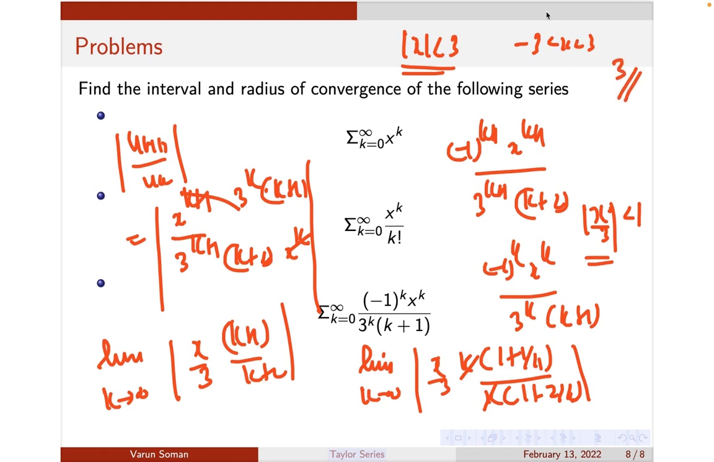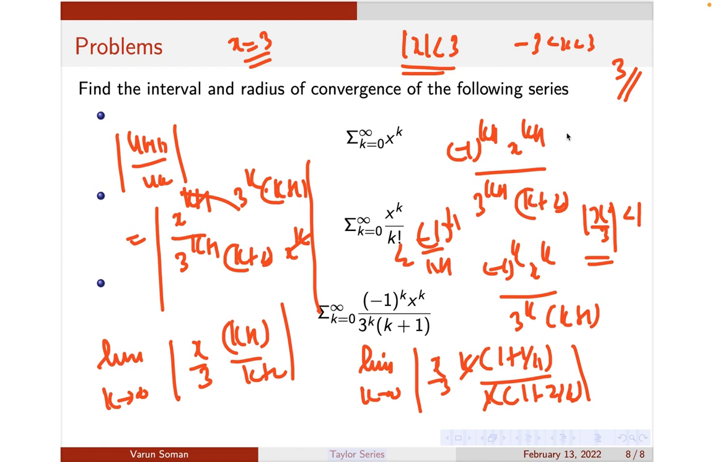Okay, now can I just think of the endpoints here? What happens if your x is 3? That's a homework for you. You will be getting the series as 3^k by 3^k, (-1)^k by (k+1). So if your x is 3, you will be getting the series as sigma (-1)^k by (k+1), which is your alternating harmonic series. Okay, so when your x is 3, you will be getting the series as alternating harmonic series, which is convergent.